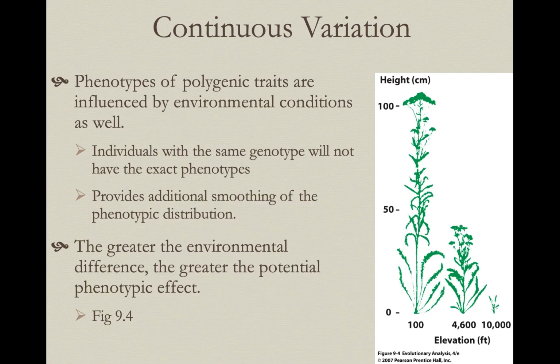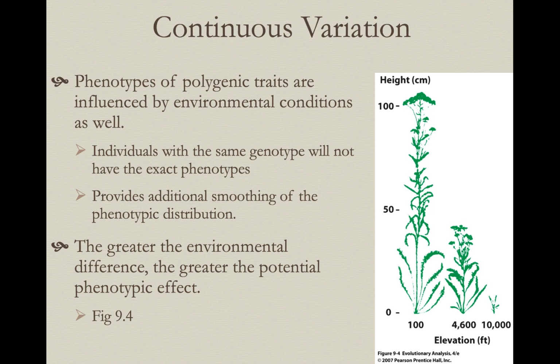Another thing that can contribute to a more continuous distribution among traits in a polygenic trait is the effect of the environment. Phenotypes of polygenic traits are also influenced to some degree by environmental conditions. Now, this has to do in large part with the degree of heritability associated with the trait, and that's actually going to be one of the challenges in any kind of quantitative genetics study.